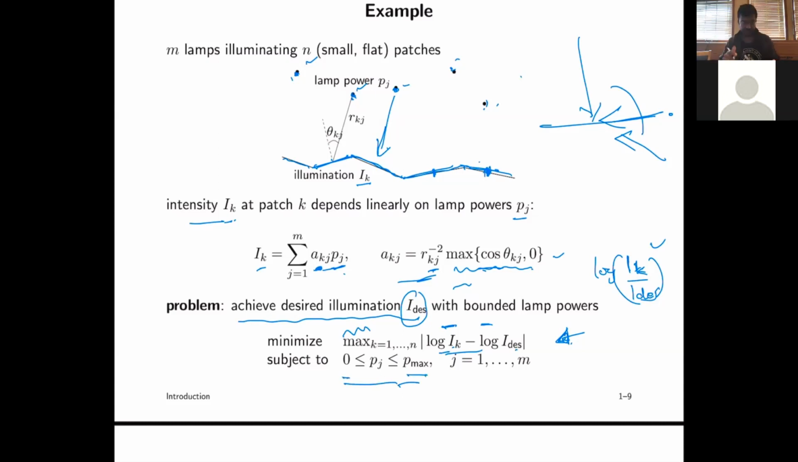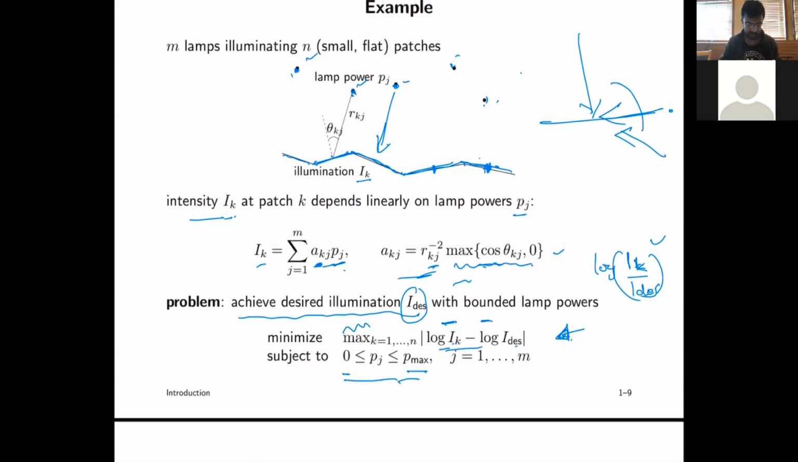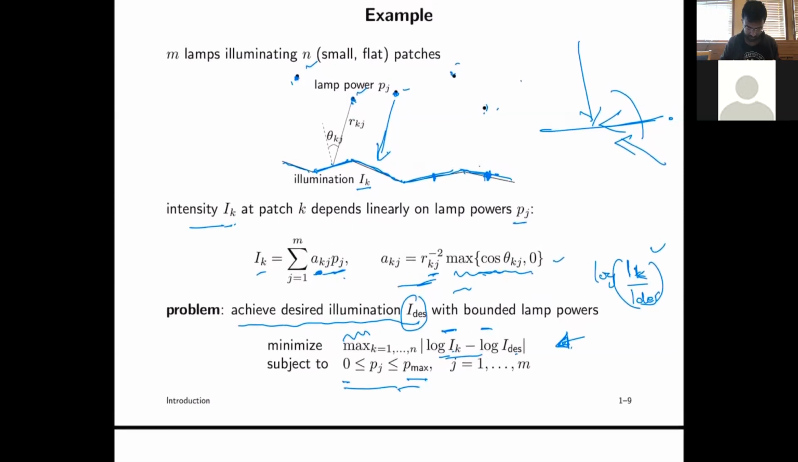Why are we subtracting minus log I desired? We can just take log Ik, right? Yeah, because the problem is to achieve a desired illumination, I desired. Each patch should have this desired illumination. For example, I say that 100. I don't know what the unit is, but I'm saying that each patch should have 100 units of illumination.